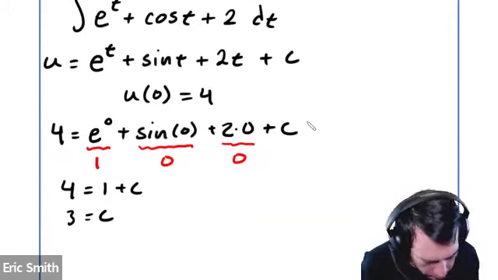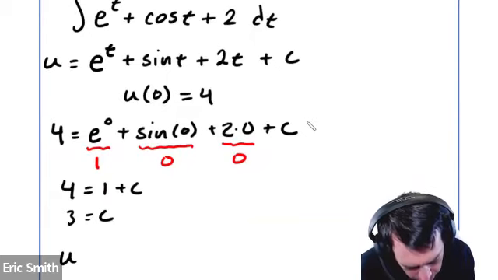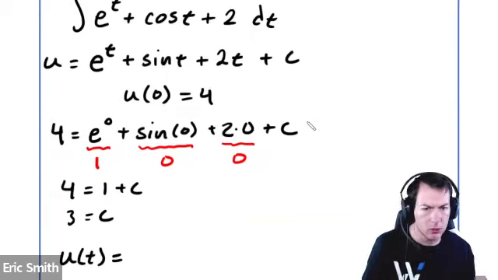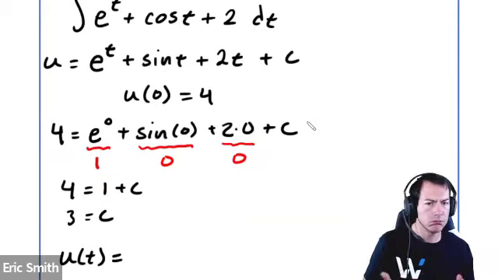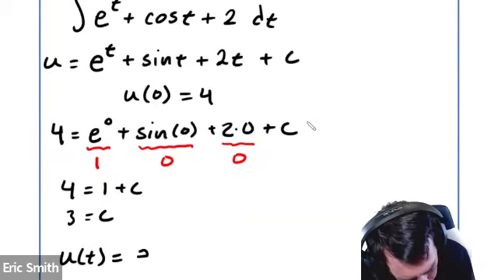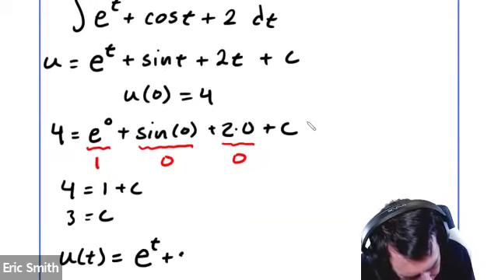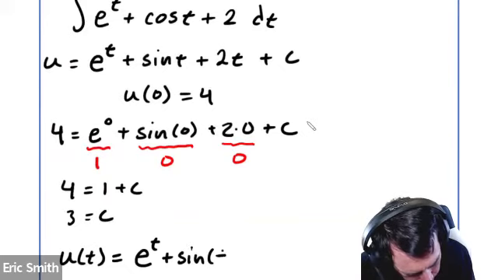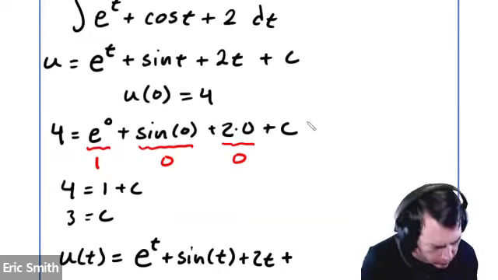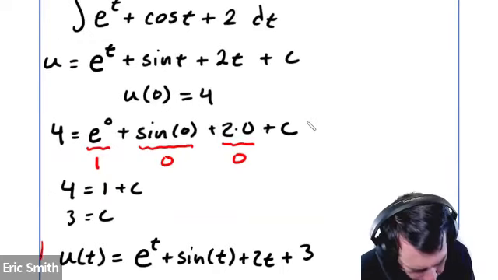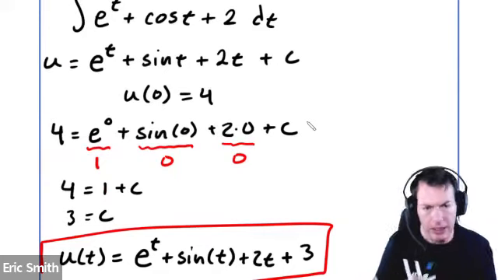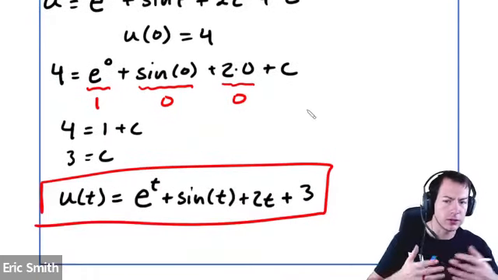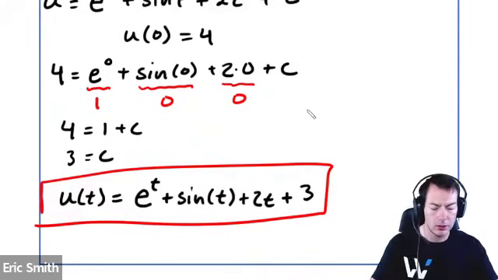All right, so now we can actually write down our entire solution. You can write this as u of t, or you can just say it's u, either way. The important part is all of these other terms that are involved here. Let's see, we said c was 3, so there it is. So this entire function is the solution to the differential equation, or you could say that this is the solution to the initial value problem.